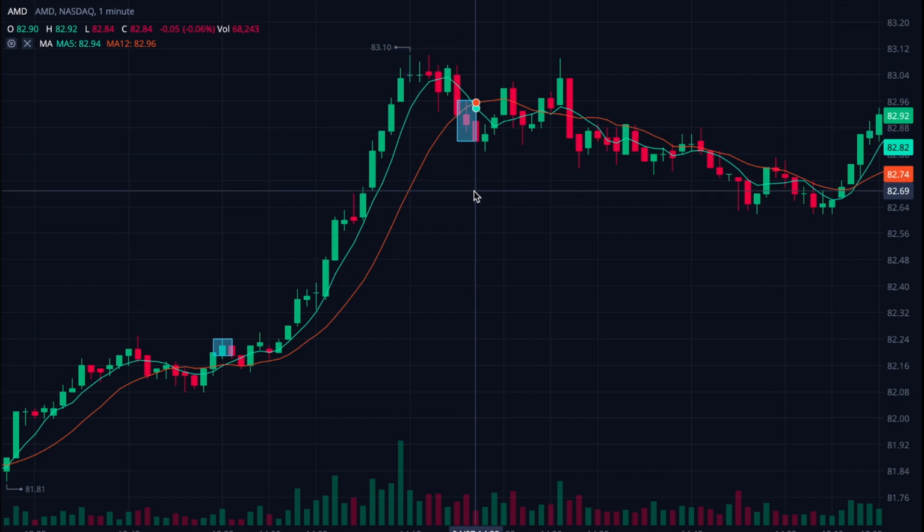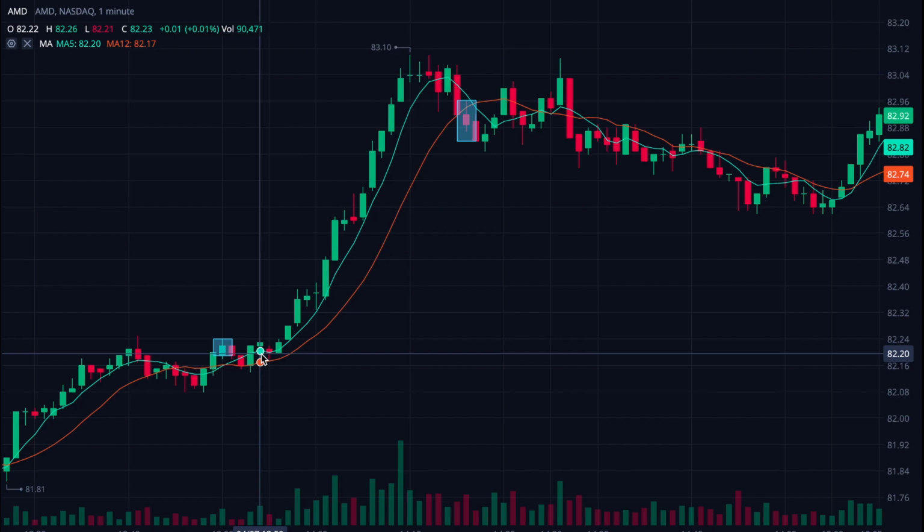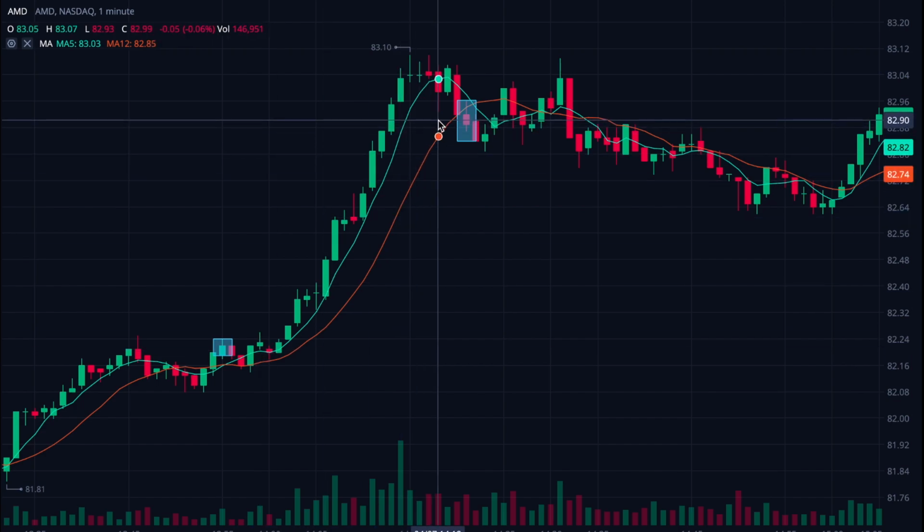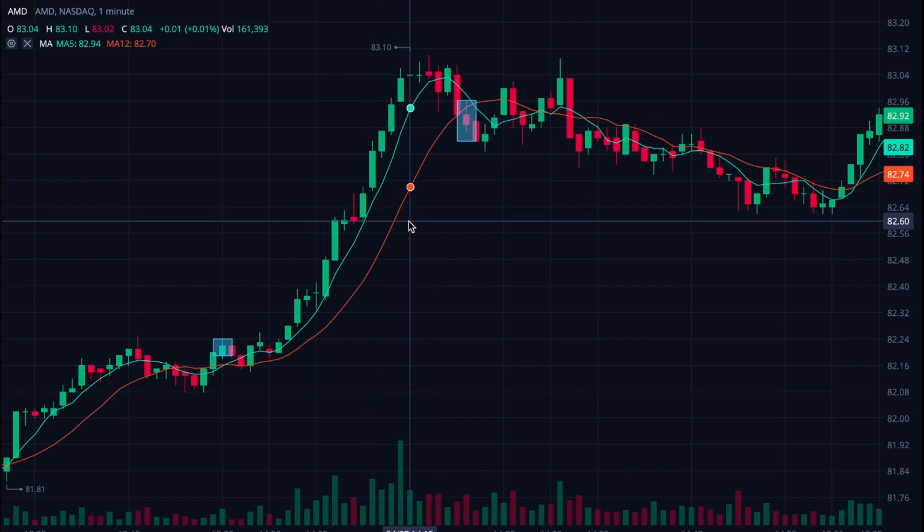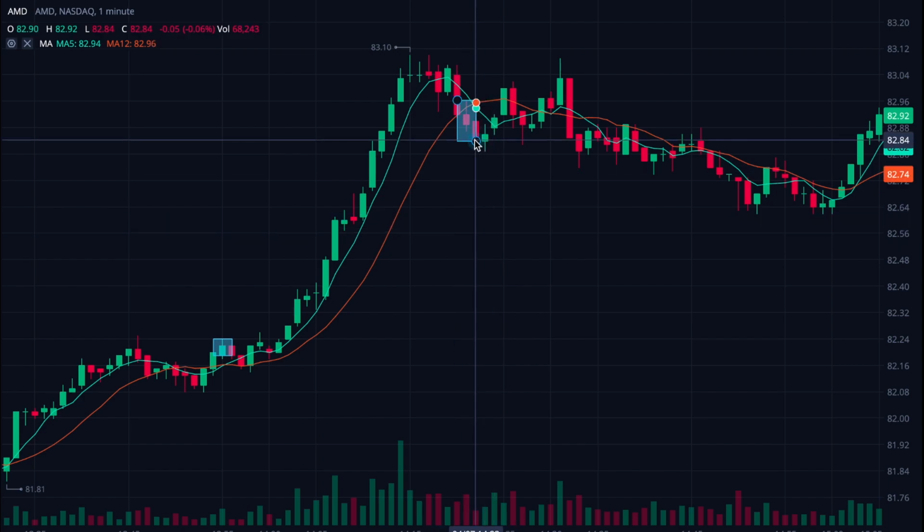But the 5 and the 12 aren't that dissimilar. So let's say you went from 82.20 to about 82.90. That would be another opportunity for you to play the price action and catch it based on one of these moving averages and selling out based on the other moving average.